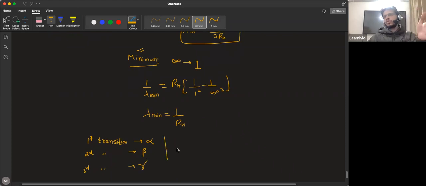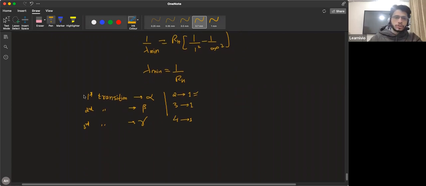If you take the case of the Lyman series, first transition means 2 to 1, second transition means 3 to 1, third transition means 4 to 1. So instead of saying 2 to 1, you can say alpha, or beta, or gamma. You should remember this. Just note it down. This is valid not just for Lyman but for all series. First is alpha, second is beta, third is gamma.